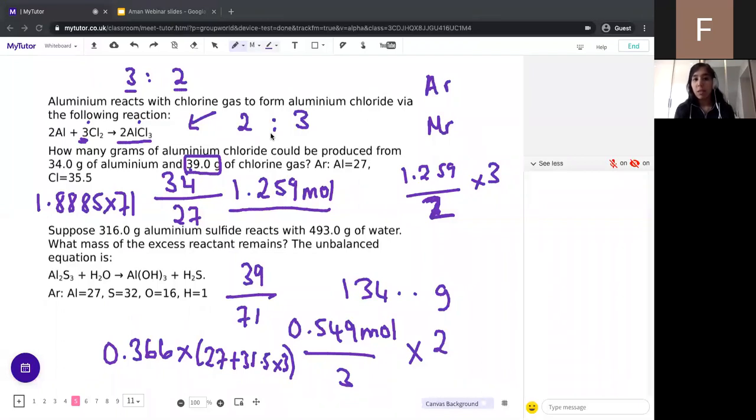In this case, we've got 39 grams of chlorine and 34 grams of aluminium. We don't have enough chlorine to match with 34 grams of aluminium. So that means the maximum mass of chlorine that can be reacted is 39 grams. So we don't react all the 34 grams of aluminium. There'd be some aluminium left over, and that's because chlorine is limiting.